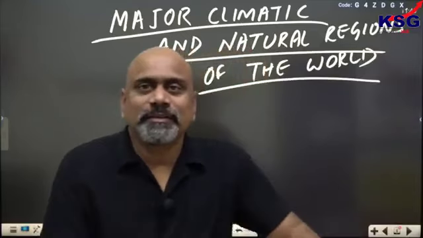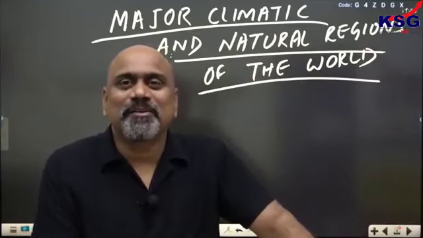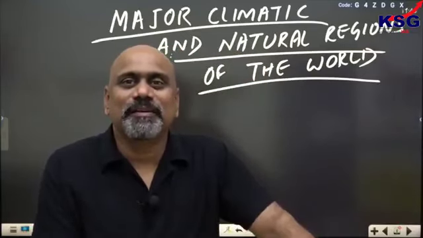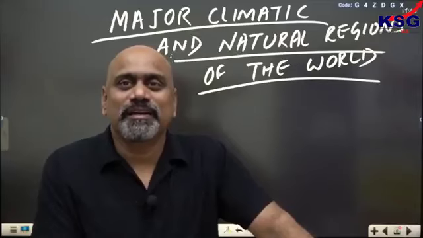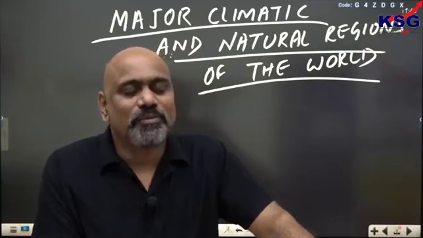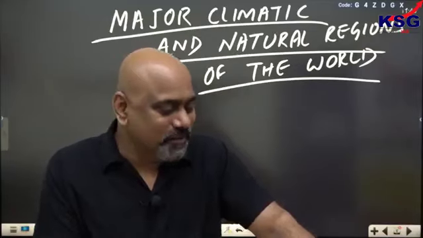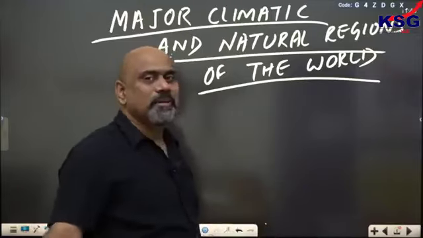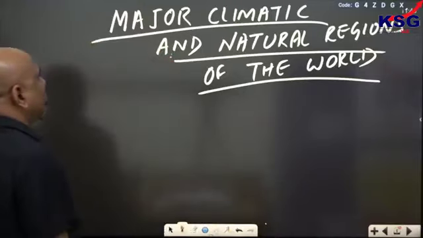Someone is asking me, sir, which is more dangerous, anticyclone or cyclone? Definitely cyclone. Anticyclone is slow moving, and cyclone is more very fast and devastating. Okay, there is no naming of the anticyclone also.